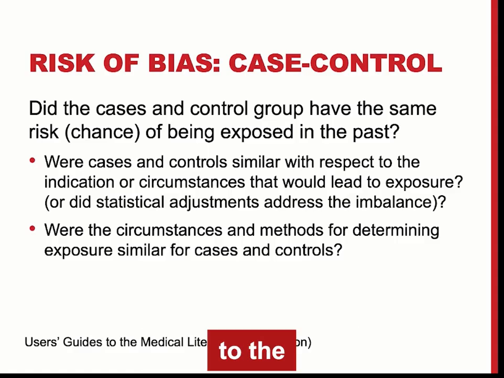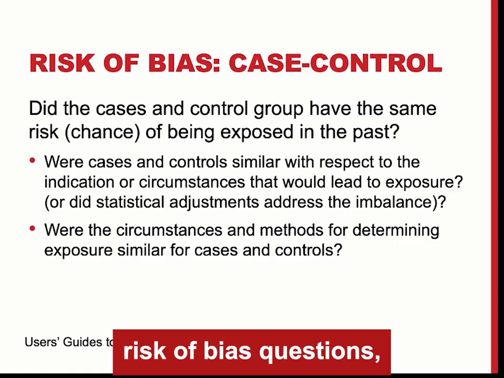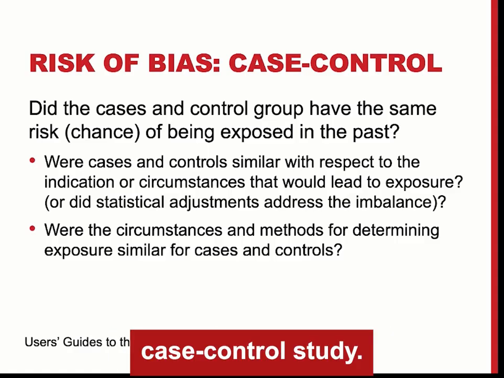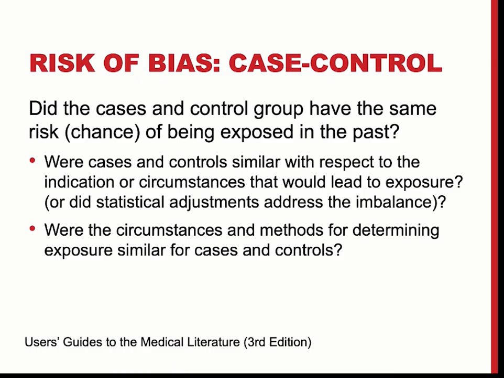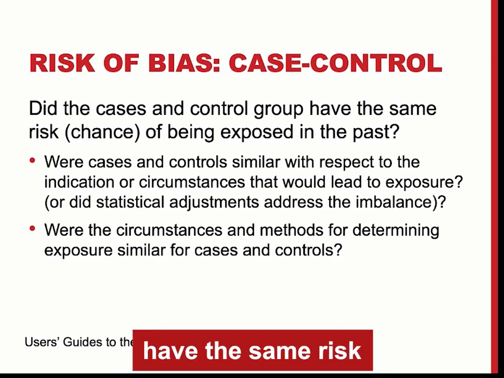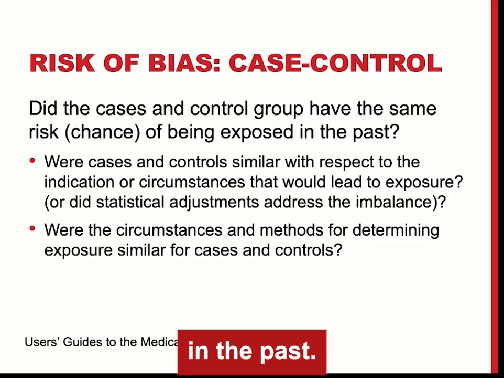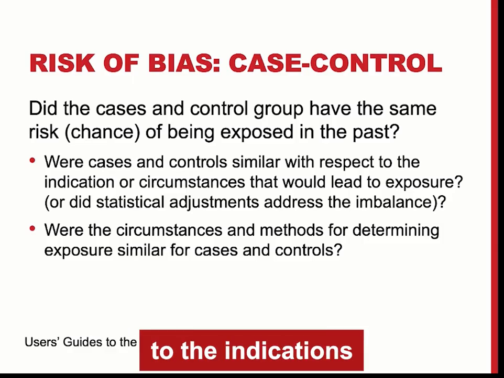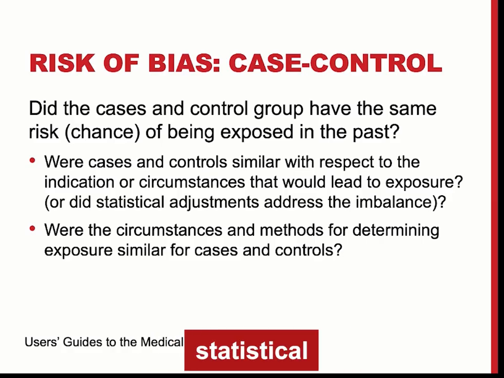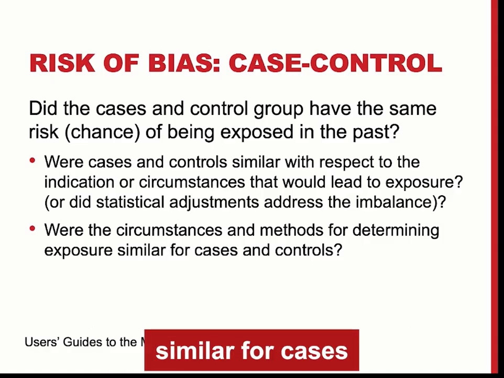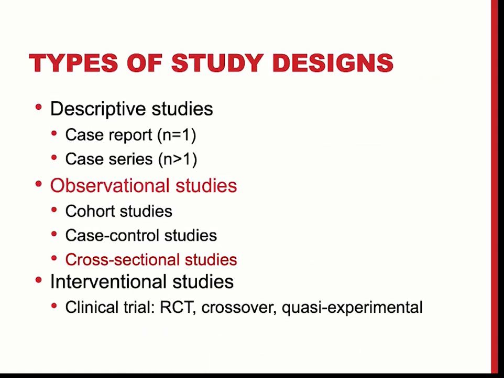These are the Users' Guide to the Medical Literature risk of bias questions for a case control study. They should be considered when designing a case control study. Do the cases and control groups have the same risk of being exposed in the past? Were cases and controls similar with respect to the indications or circumstances that would lead to exposure, or did statistical adjustments address the imbalance? Were the circumstances and methods for determining exposure similar for cases and controls?